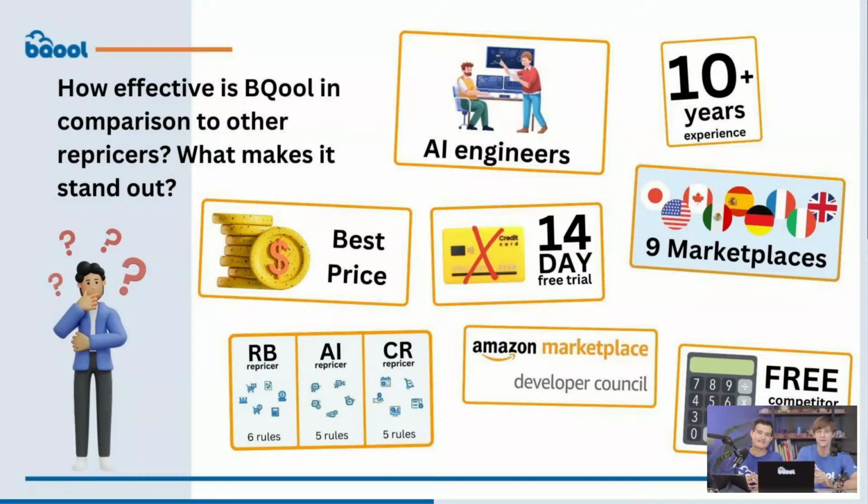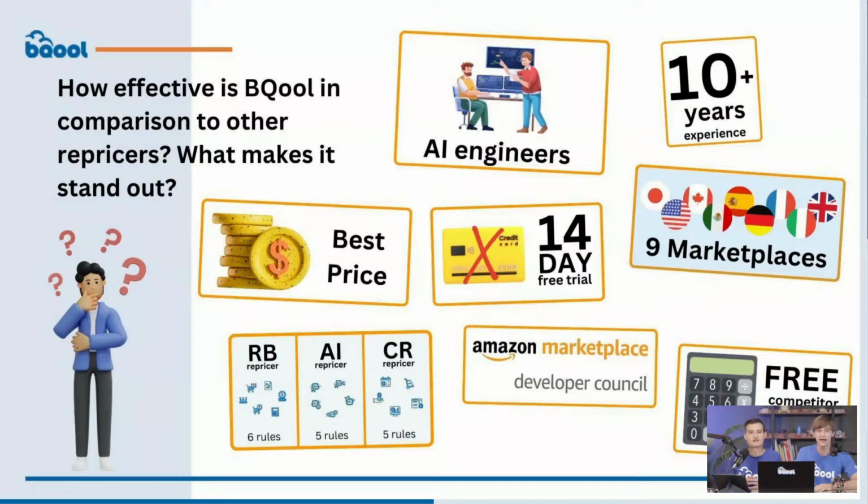First of all, we have a huge team of AI engineers who stay with us for many years, and compared to other competitors, who have to outsource many things and don't have a huge team. Also, we've been on the market for more than 10 years, which makes us really professional and experienced with Amazon. Also our price is the best in the market, the most affordable repricer, starting from $25 for the best plan. And also, we have a lot of different rules.